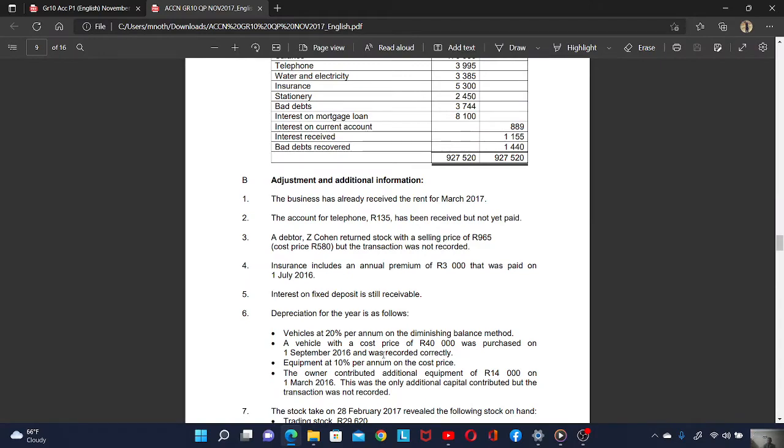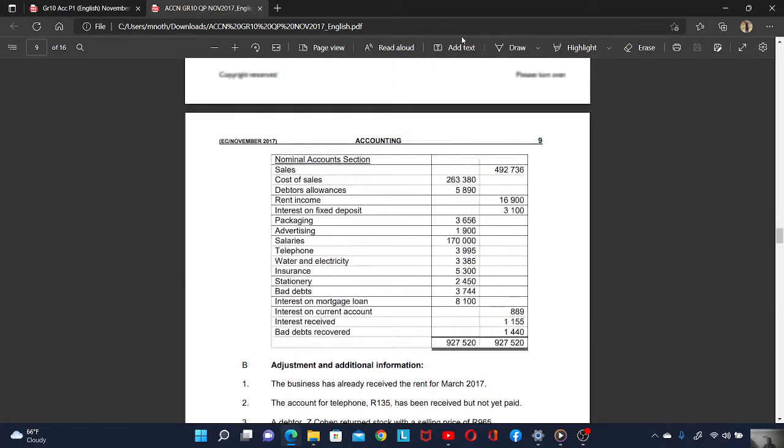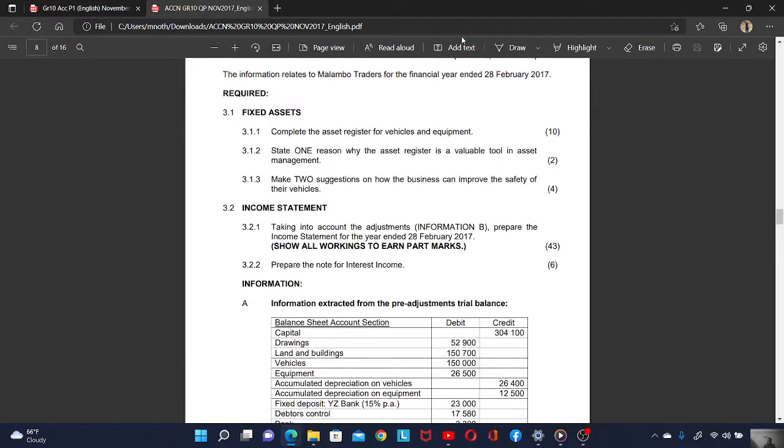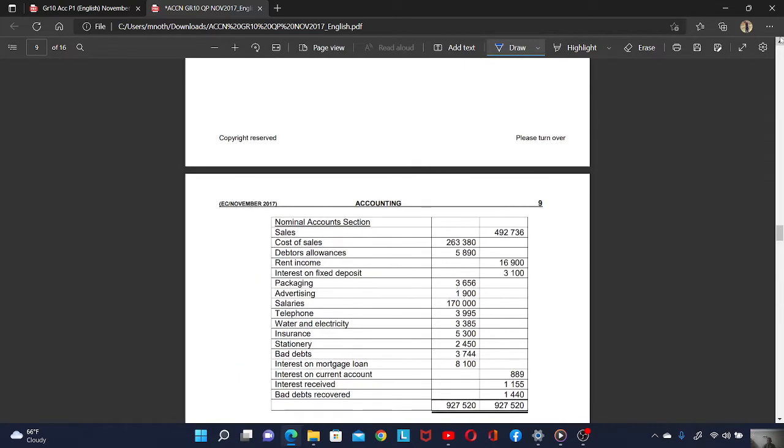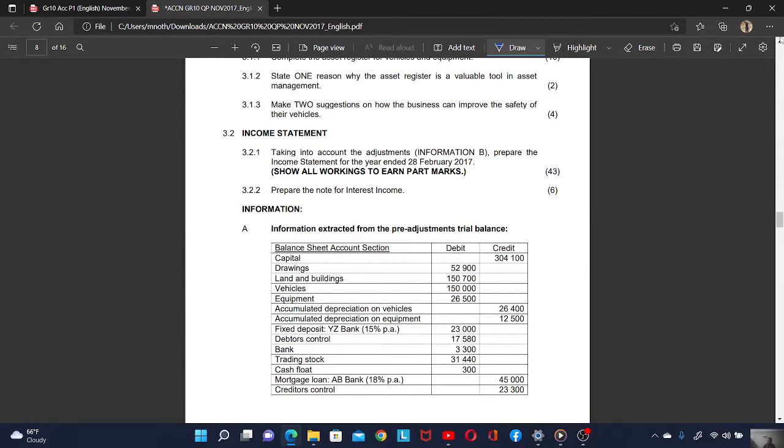Okay, here we are told to prepare an income statement, but I just wanted to focus on this adjustment. The business has already received the rent for March. I want us to focus on the income received in advance. So we are told that the year ends on 28 February 2017.